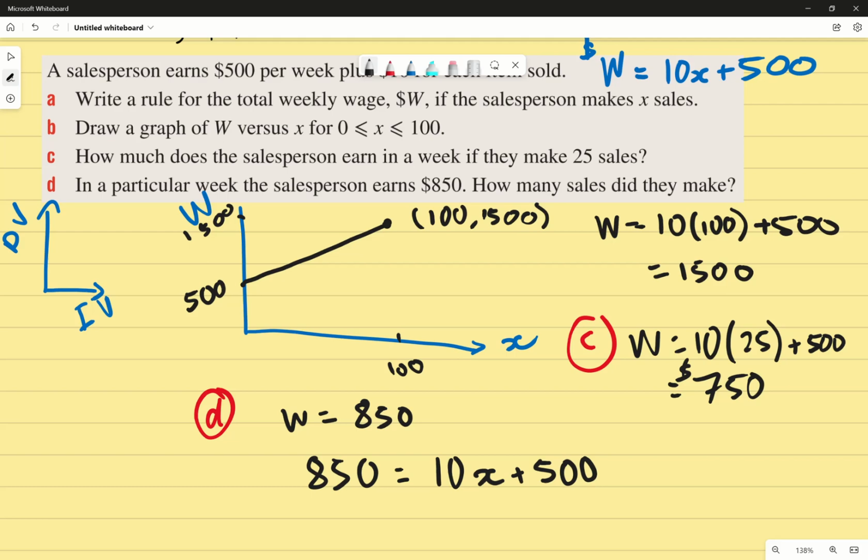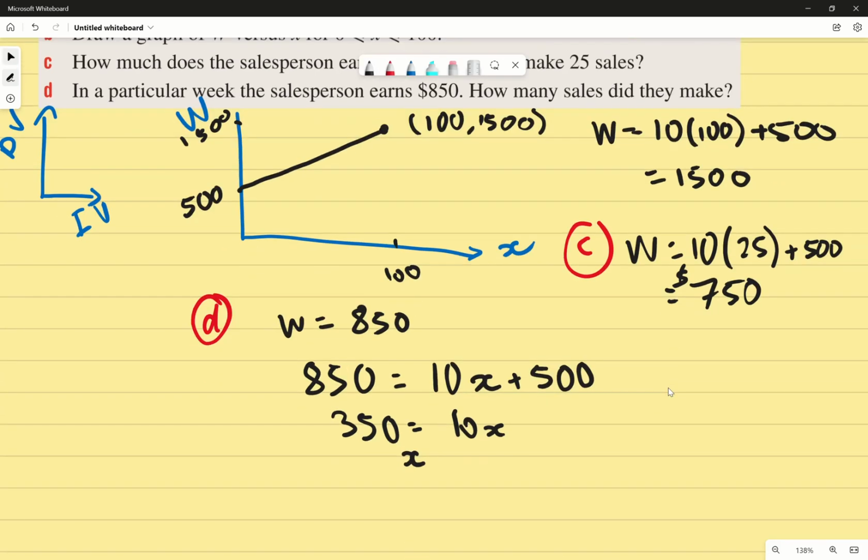So minus 500 on both sides, we get 350 equals 10x, and therefore x equals 35. I'm going to write 35 sales, just so we're clear. Any questions? Great, thank you very much.